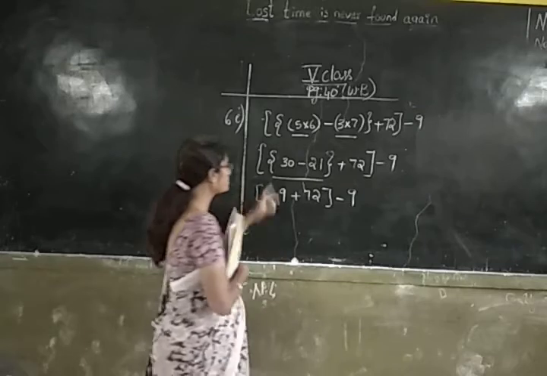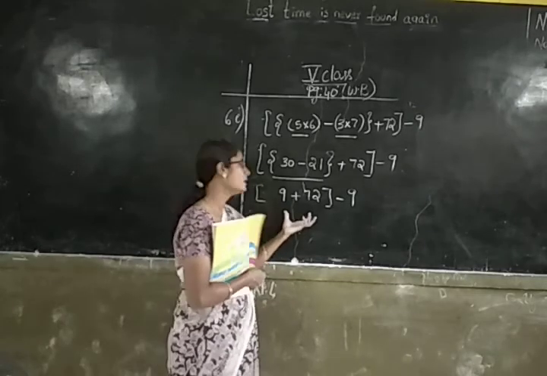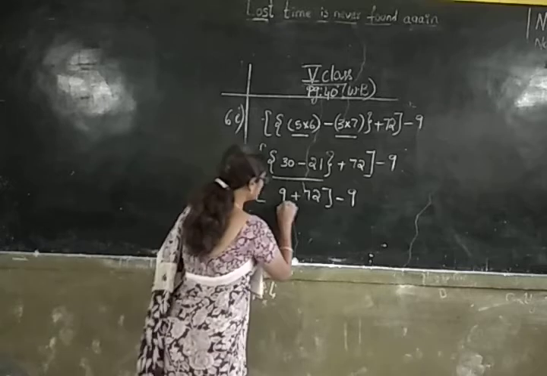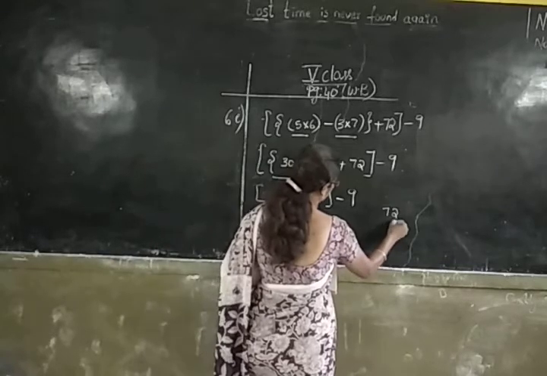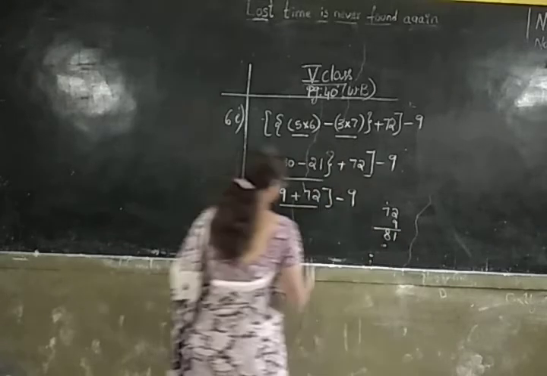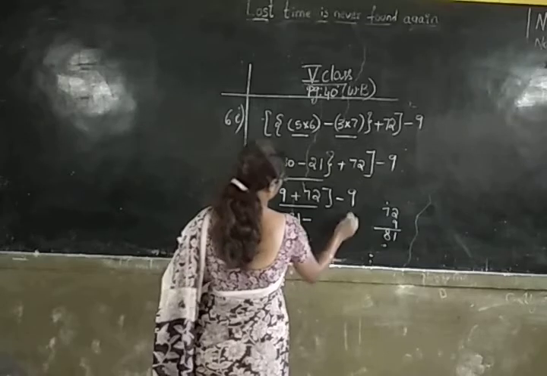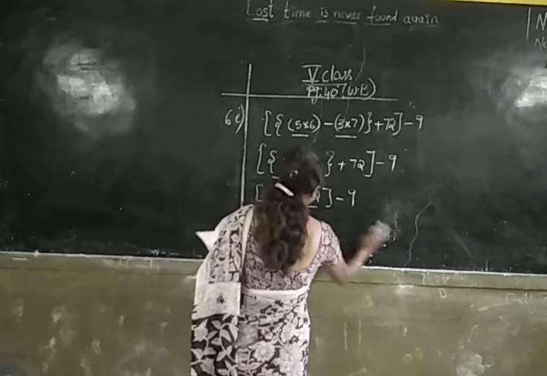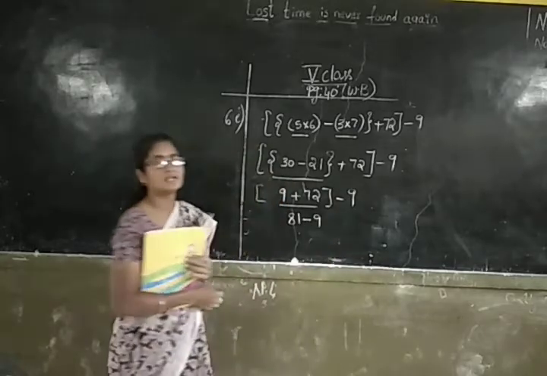After solving the terms inside the flower bracket, now we have to solve the terms inside the square bracket. Here we have to add these two terms. 72 plus 9 is 81. So in the last, it is given that minus 9 after the square bracket.